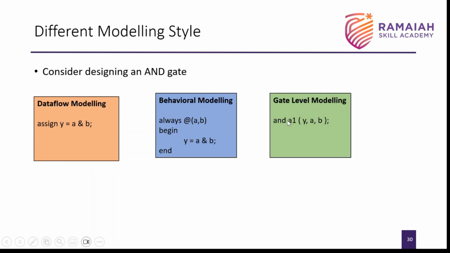In gate level modeling again, since you know this is an AND gate, you can directly write the keyword AND, give some instance name, output and inputs. So this simple line performs the AND operation. So same structure, but different modeling styles. Okay.